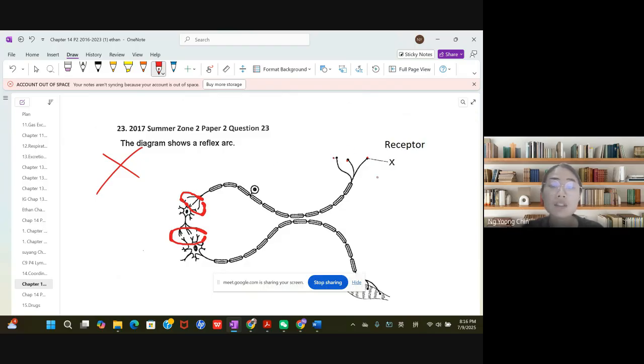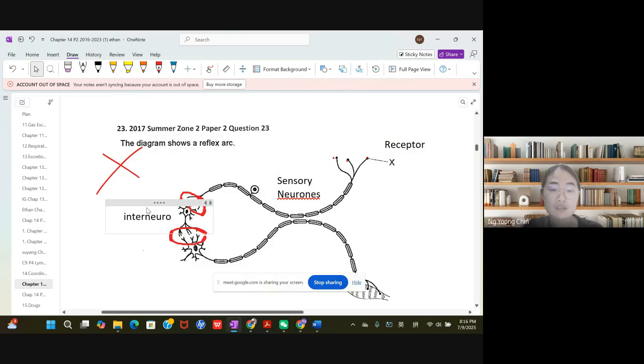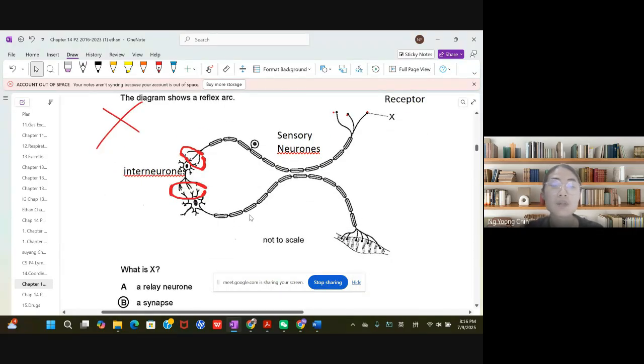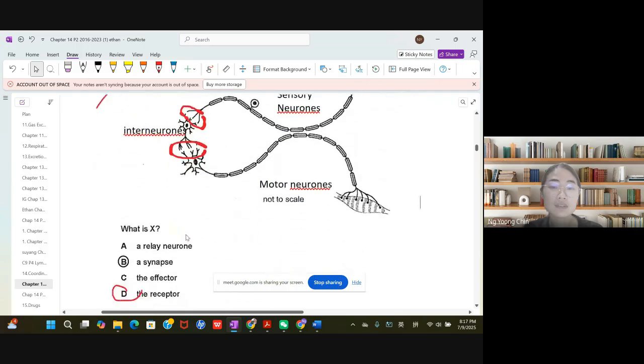So this is the receptor, and then this will be the sensory neuron. And then this will be the interneuron. I hope you're able to identify the interneuron because you can see the interneuron has the shortest axon. In the interneuron, the dendrites are highly branched, but the axon appears shorter. And then it is connected to the motor neuron, and then connected to the effector muscle. So here is the receptor.